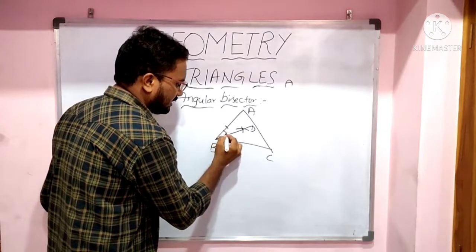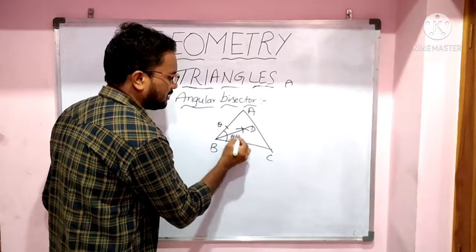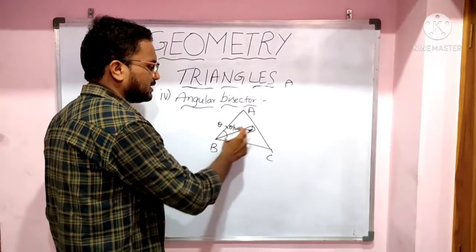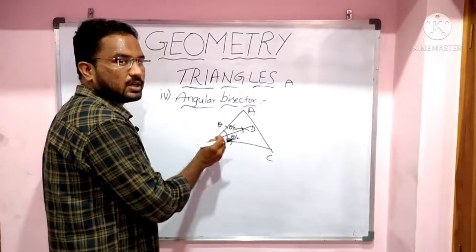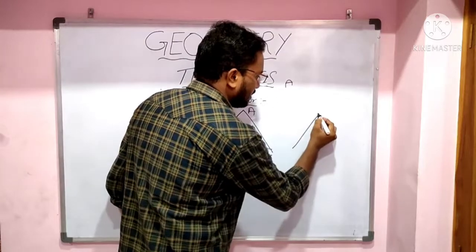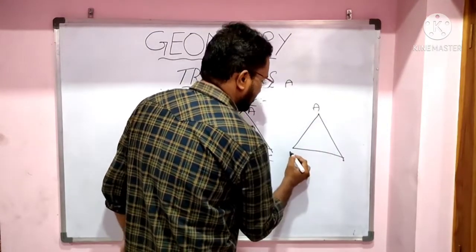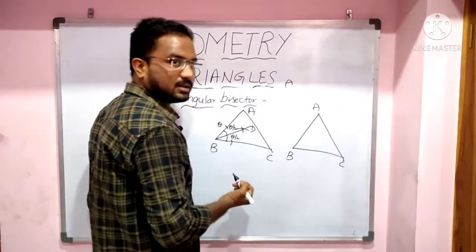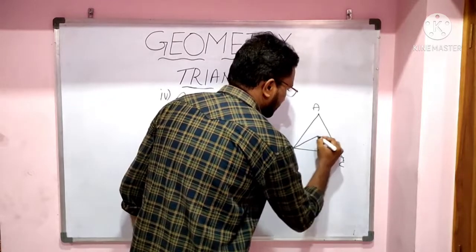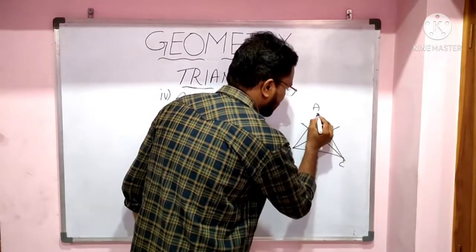So if this total is theta, then this value is theta by 2 and this value is theta by 2. An angle bisector divides the given angle into two equal halves. In a triangle we can draw three interior angle bisectors, so this one and this one and this one.